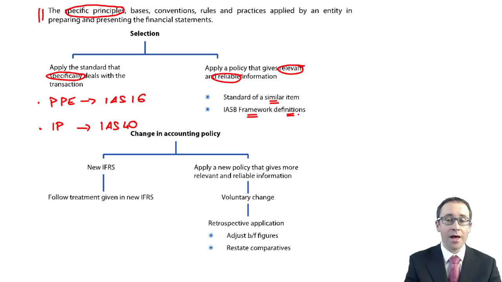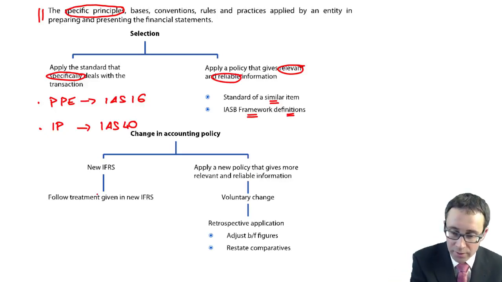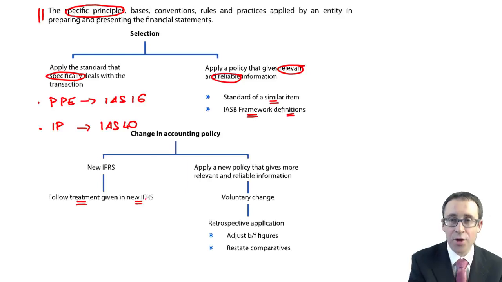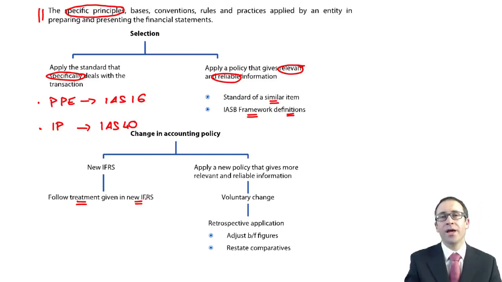If you have a change in the accounting policy, it could be because of a new IFRS. We have recently seen new IFRSs launched, IFRS 15 with regards to revenue and IFRS 16 with regards to leases. If that's the case, then you just follow the treatment in the new IFRS. That will have all the implementation guidance about how you change to your new IFRS and how you can then deal with the comparatives in the prior period.